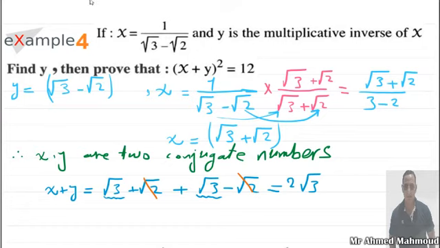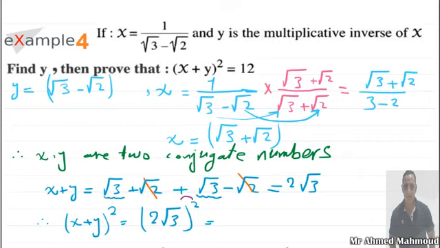Therefore, (x + y)² equals (2√3)². Don't forget to distribute the power. 2² equals 4, times (√3)² equals 3, which is equal to 4 times 3 equals 12, and this is the required, as we explained.